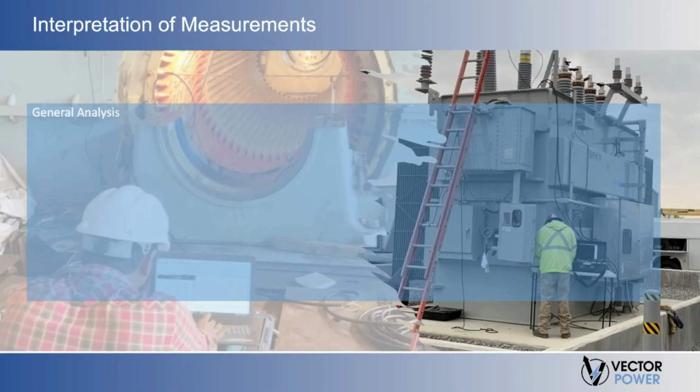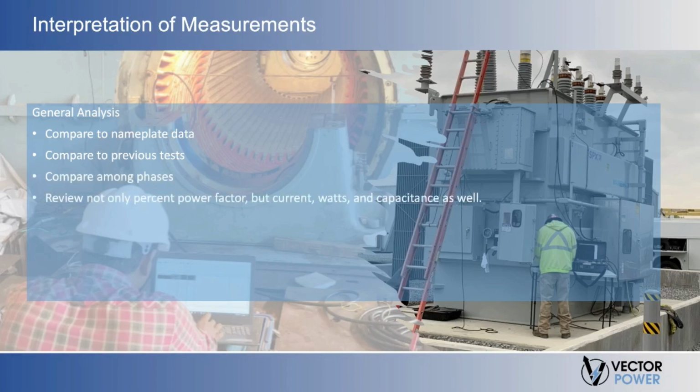Now, let's talk a little bit about interpretation of measurements, general analysis. We compare to nameplate data, compare to previous test values, so we use this as a trending tool, compare among the phases, review not only the percent power factor, but also current, watts, and capacitance. A percent power factor that is much lower than expected is just as unacceptable as that which is much higher.